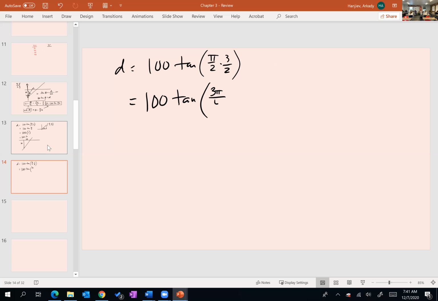I got 3 pi over 4. We good there? Anybody give me tangent of 3 pi over 4? Negative 1 is tangent of 3 pi over 4. So then we have a negative 100 feet, and that's where things don't add up very nicely. So the question is, what in the world does that mean?